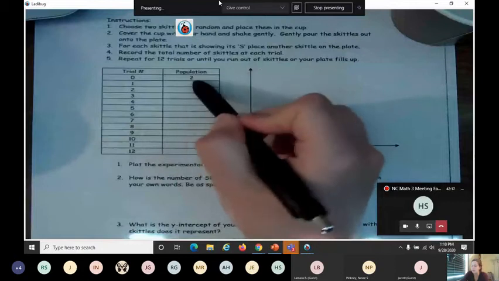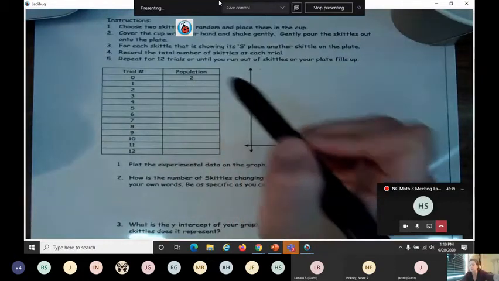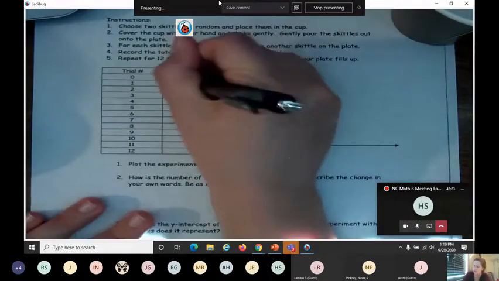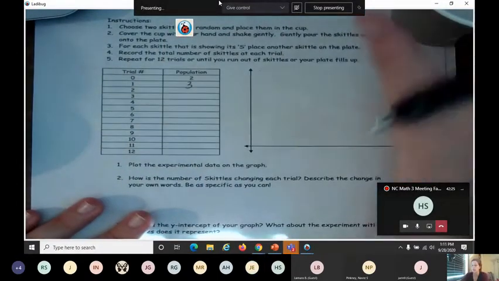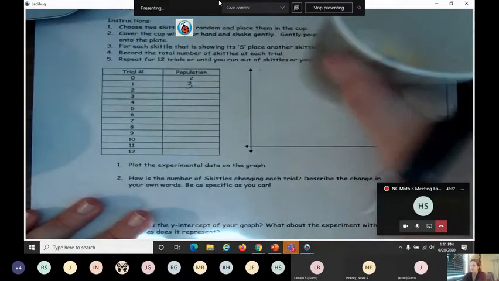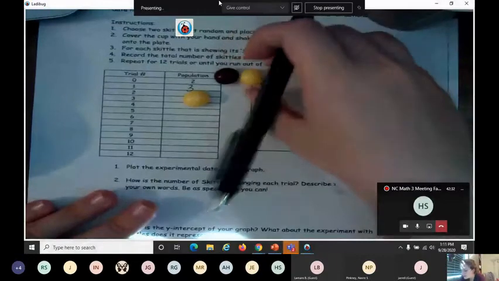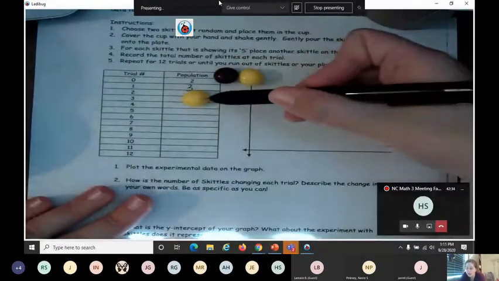I had a population of 2. I had 2 Skittles in my cup. So in trial 1, now I have 3 Skittles in my cup total. So I'm going to shake them up, pour them out. Okay, and now I have 1 Skittle with the S up.